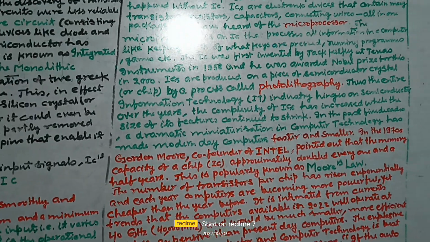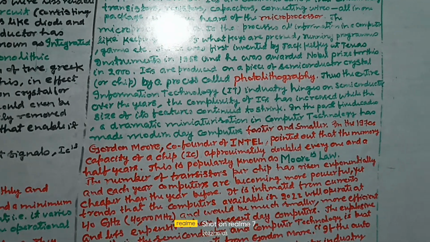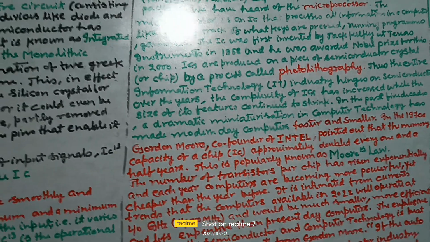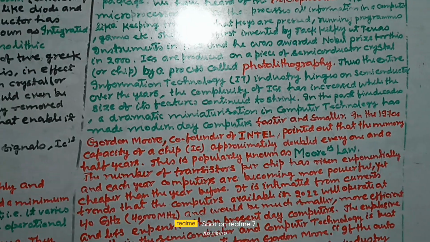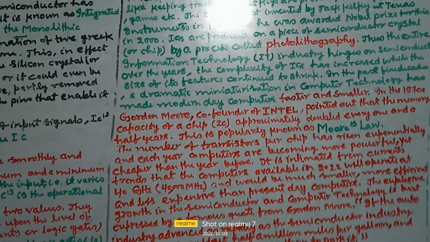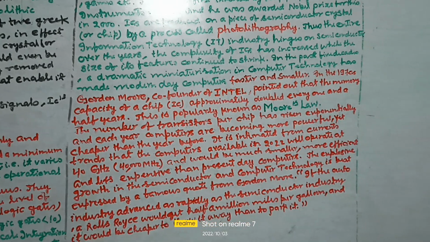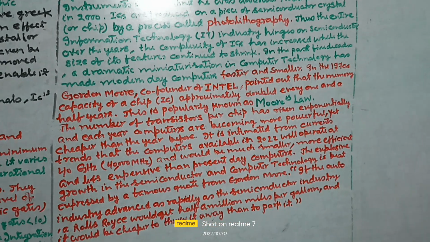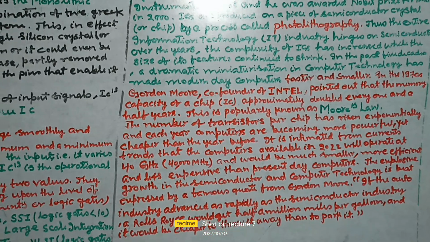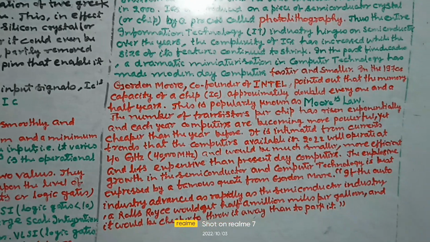In 1970, Gordon Moore, co-founder of Intel, pointed out that the memory capacity of a chip approximately doubled every 1.5 years. This is popularly known as Moore's Law. The number of transistors per chip has risen exponentially, and each year computers are becoming more powerful and cheaper than the year before. It is inferred from current trends that the computer available in 2022 will operate at 40 GHz and would be much smaller, more efficient, and less expensive than present-day computers.